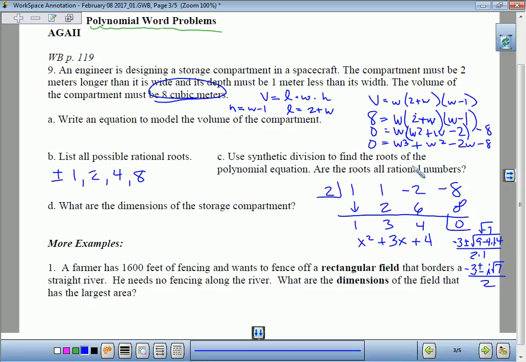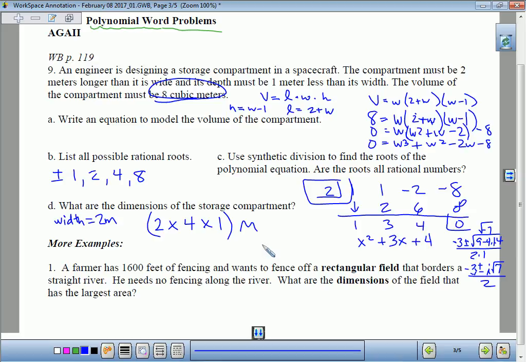So if we're talking about real life, will these complex roots work? No. So our only rational solution is 2, which is our only real solution. So it's our only possibility for w. So we know the width is 2. Since we know the width is 2 meters, we can come up with the dimensions of this box. This box should be a 2 by 4 by 1 meter container.